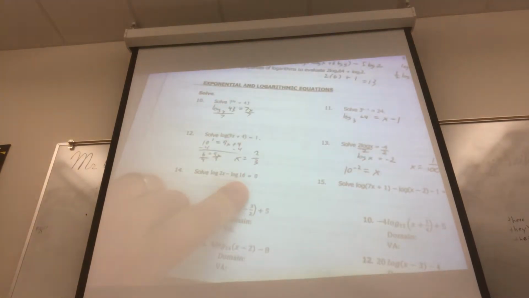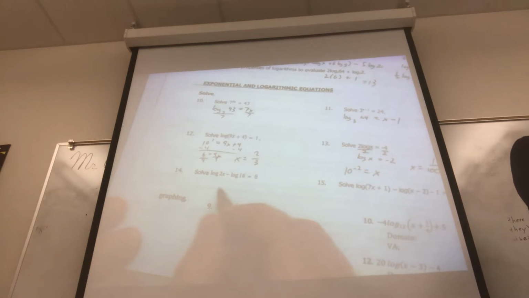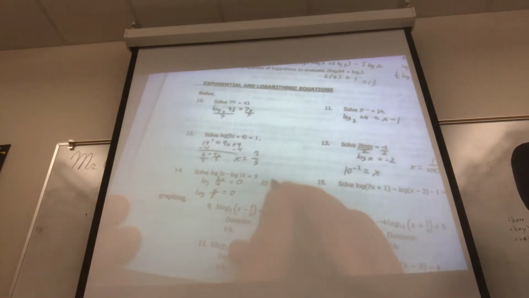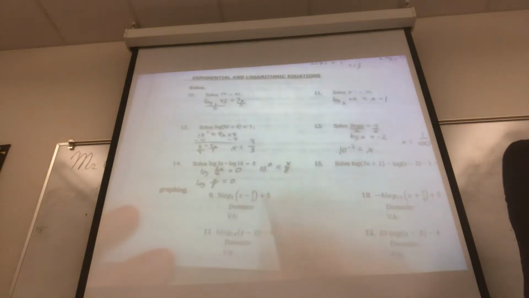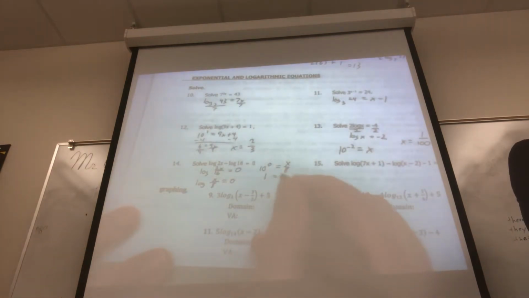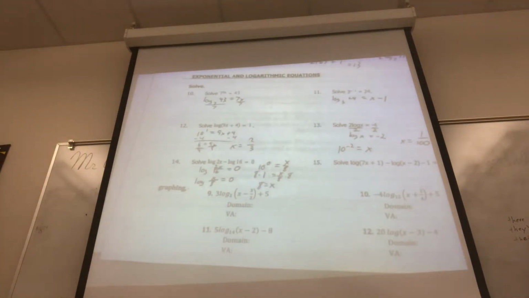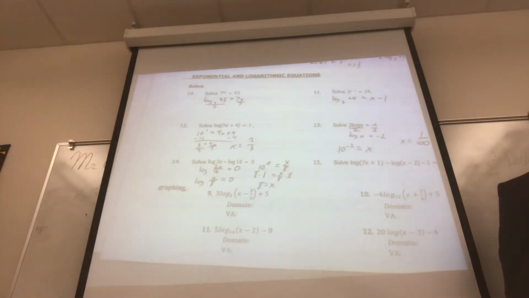The log of 2x minus the log of 16 is equal to 0. That would be the log of 2x over 16 is equal to 0, which means the log of x over 8 is equal to 0. So 10 to the 0 power equals x over 8. 10 to the 0 power is 1. So 1 is equal to x over 8. I multiply by 8. 8 times 1 is 8. X is 8. Makes sense too. The log of 16 minus the log of 16 should equal 0.